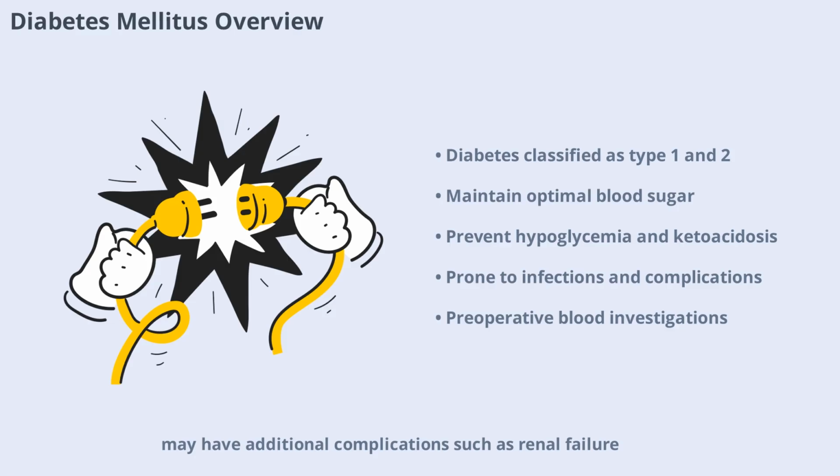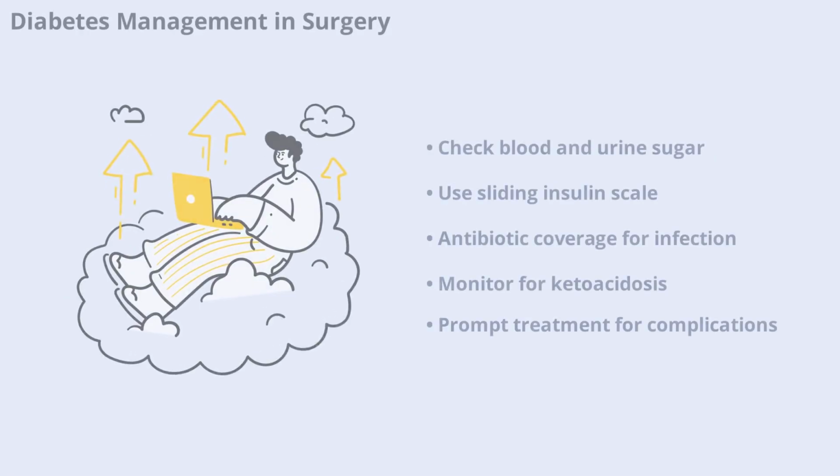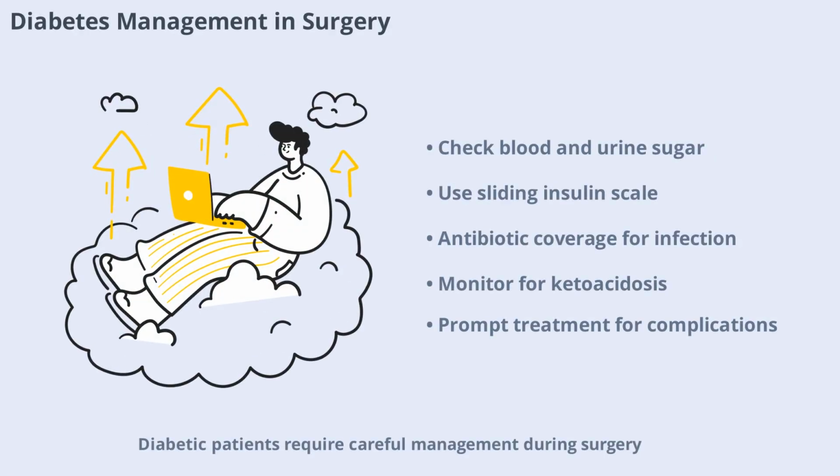Diabetic patients are prone to infections and may have additional complications such as renal failure, cardiac disorders, and vascular disease. Preoperative investigations include blood sugar, glucose tolerance, renal profile, and urine analysis. Diabetic patients require careful management during surgery. Blood and urine sugar levels are checked on the morning of surgery.